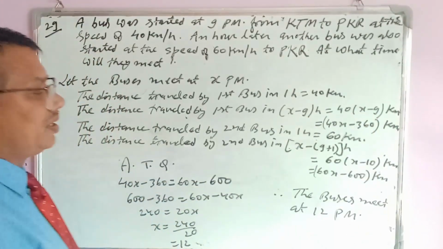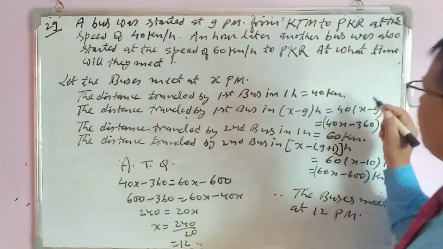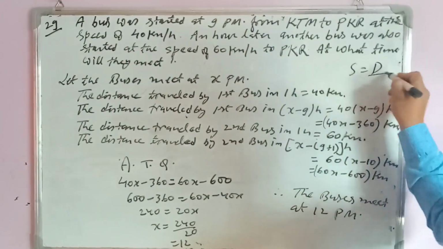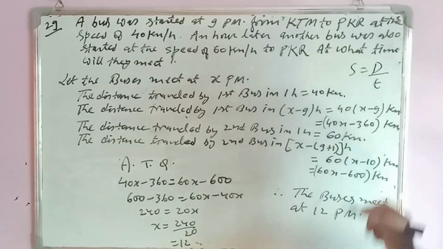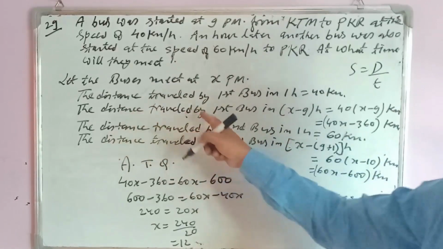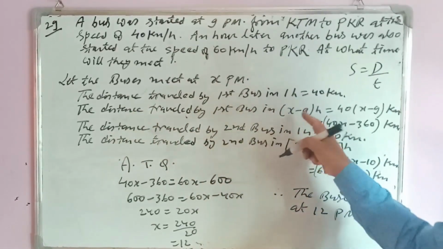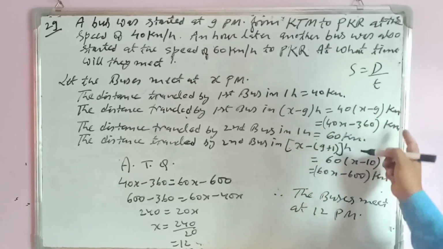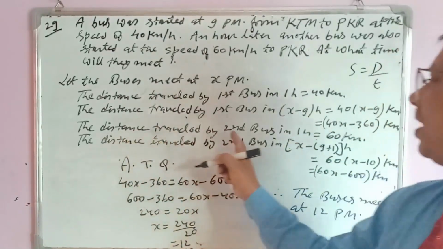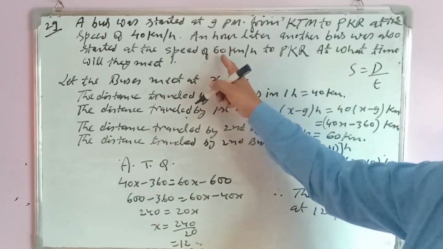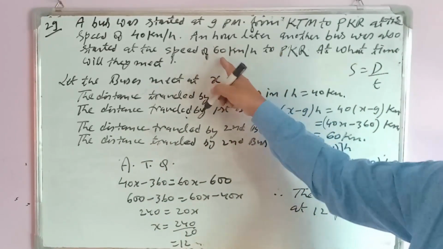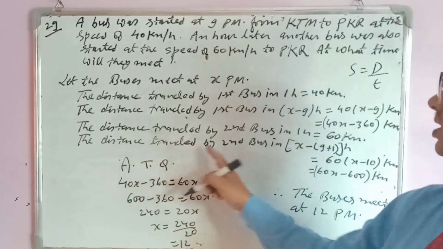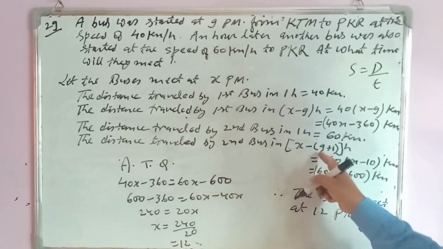We know speed equals distance by time, so distance equals speed into time. Now the distance traveled by the first bus in x minus 9 hours is 40 into x minus 9 kilometers, that is 40x minus 360 kilometers. The distance traveled by the second bus in 1 hour, it is given 60 km per hour, means in 1 hour 60 km. Now the distance traveled by the second bus in x minus 9 plus 1.